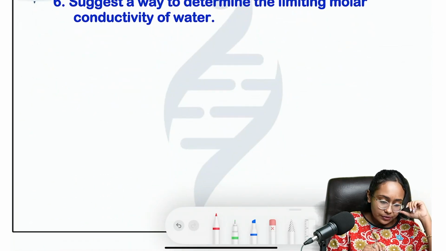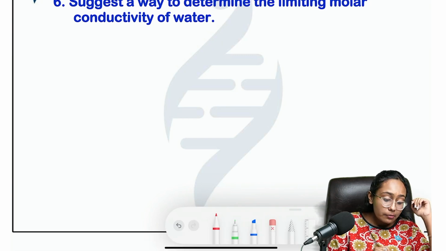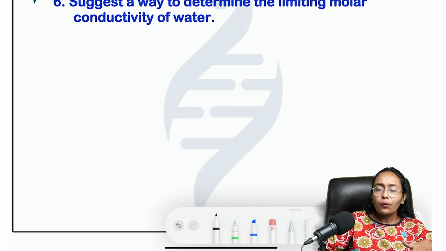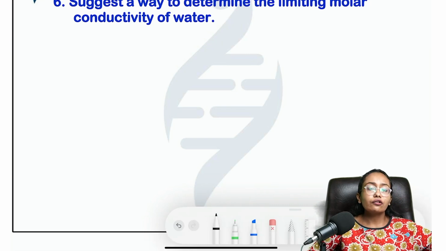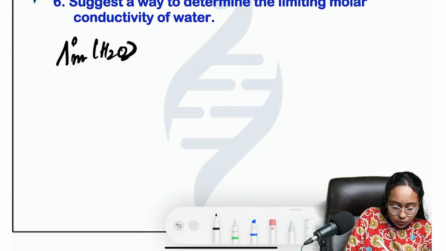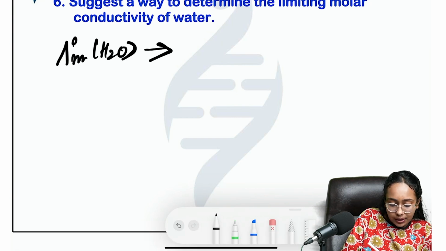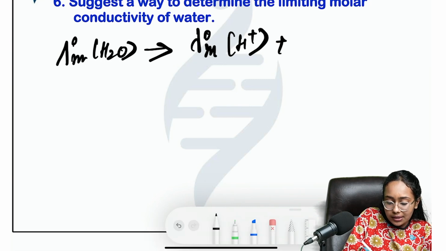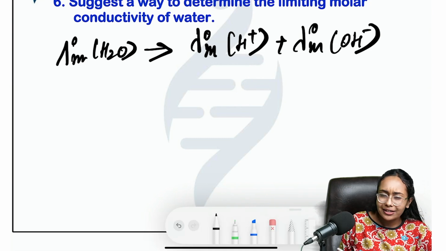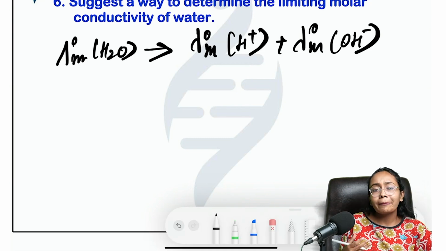Our 6th question. Suggest a way to determine the limiting molar conductivity of water. How are we going to find the limiting molar conductivity of water? Let's see. Limiting molar conductivity of H2O means the limiting molar conductivity of H plus plus the limiting molar conductivity of OH minus. Right? H2O is actually a combination of H plus ions and OH minus ions.